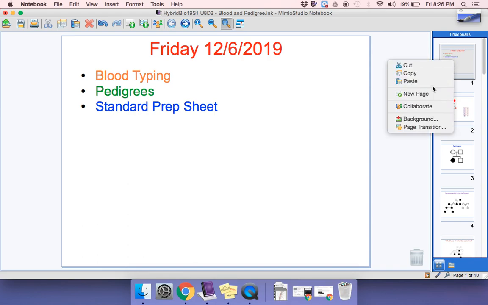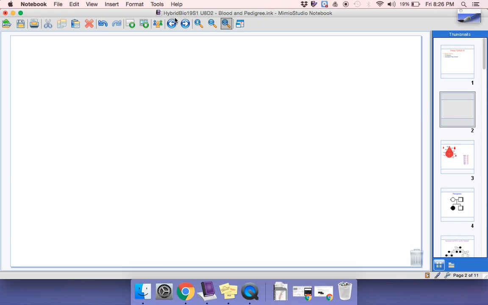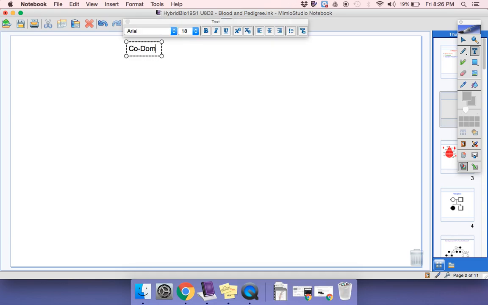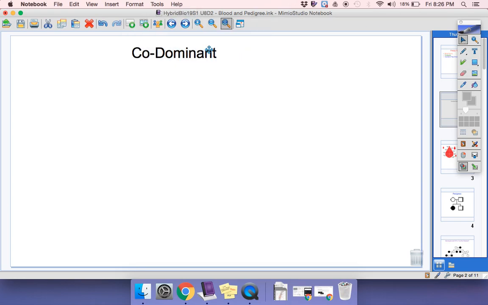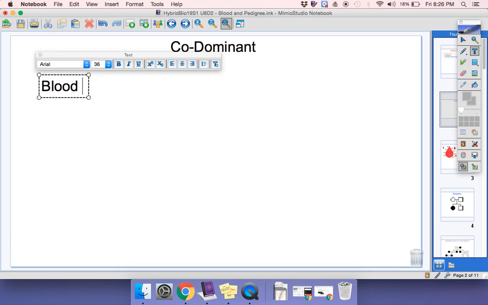Okay, so the first thing I'm going to do is show you how to do blood typing problems. Blood typing is interesting because it is a codominant trait in humans. Codominant traits mean two things can show up at once. So if you have, for an example, a black and white cat, the colors black and white are codominant. In humans, we only have one trait that's codominant, and that is blood type.